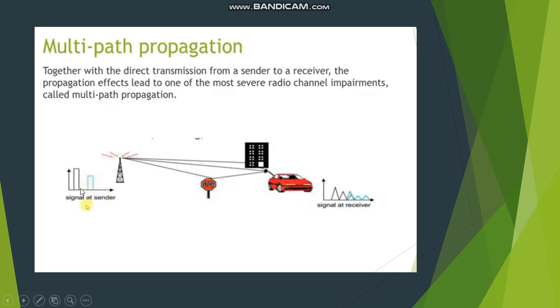Even though the signal transmitted from their side is very strong, very powerful, because of these external factors, because of the factors which we studied right now, it may happen the strength of the signal becomes very weak on the receiver side. Hence, we may not be able to hear the other person very clearly. So these are the problems we face when there is signal propagation.